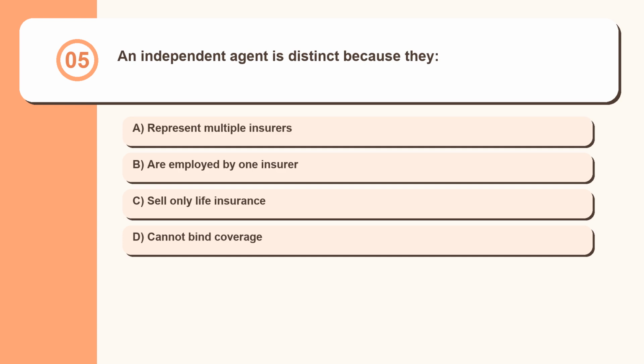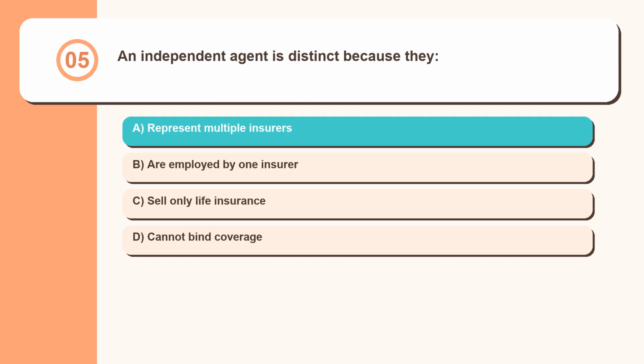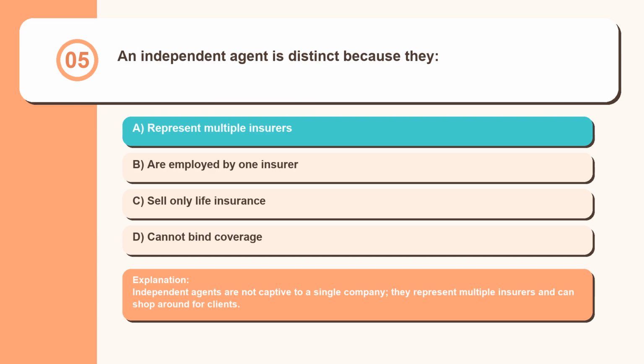Question 5. An independent agent is distinct because they represent multiple insurers, are employed by one insurer, sell only life insurance, cannot bind coverage. Independent agents are not captive to a single company, they represent multiple insurers and can shop around for clients.